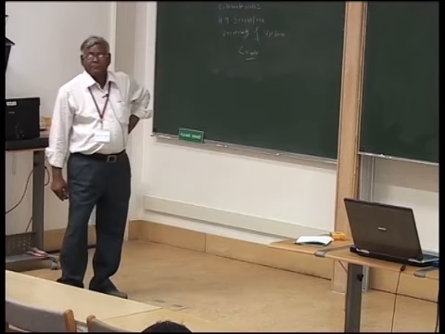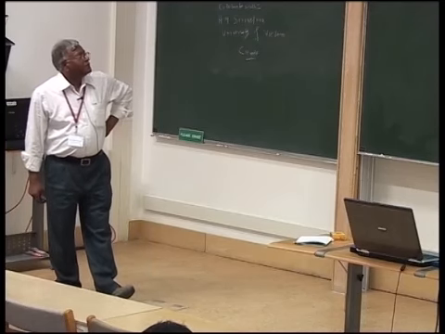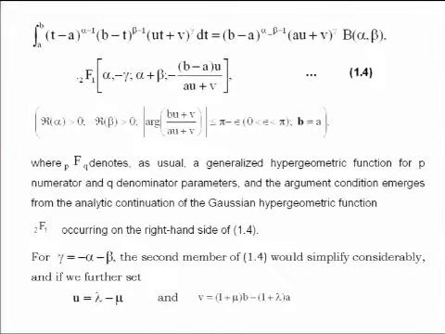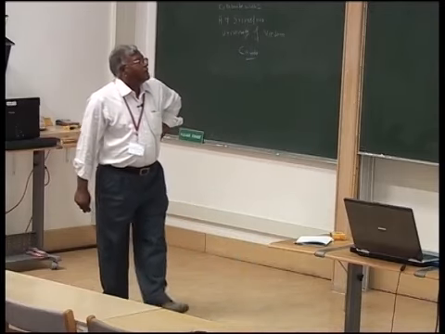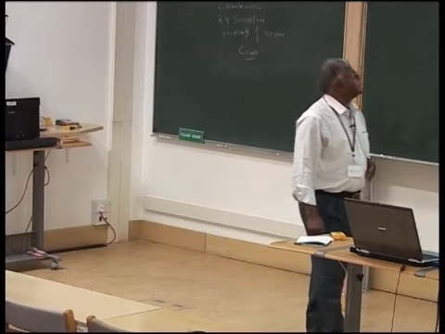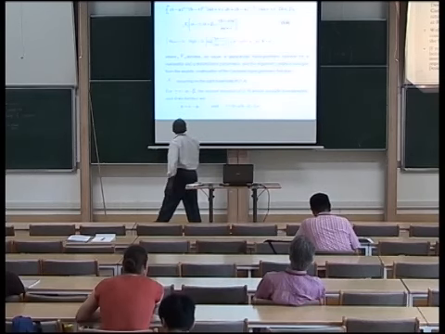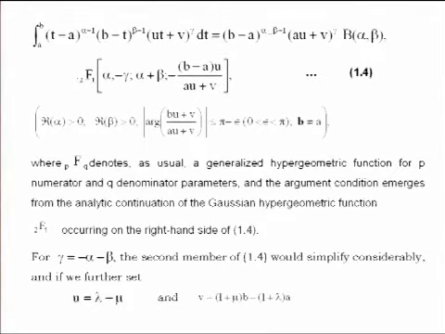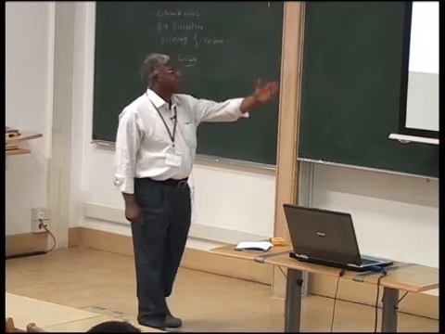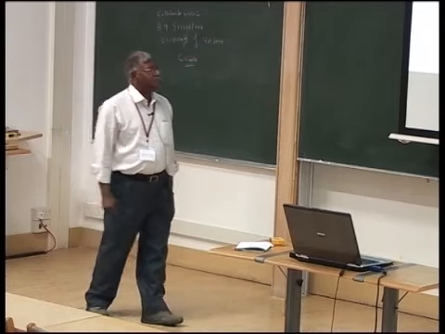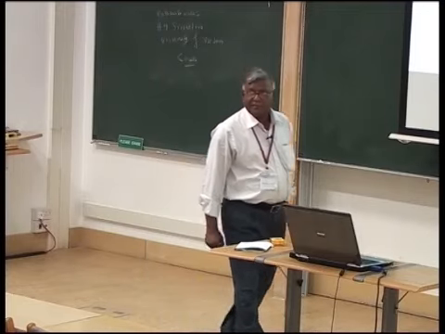So now here are the transformed arguments. Here we know that pFq denotes the generalized hypergeometric function, where p is the numerator and q is the denominator parameter count, and the argument conditions emerge from the analytic continuation of the Gaussian hypergeometric function. Now, for the 2F1 occurring on the right-hand side of the above equation, we set gamma equal to minus alpha minus beta, and the second member of 1.4 simplifies considerably, and we further set u equal to lambda minus mu and v equal to (1+mu)b minus (1+lambda)a.